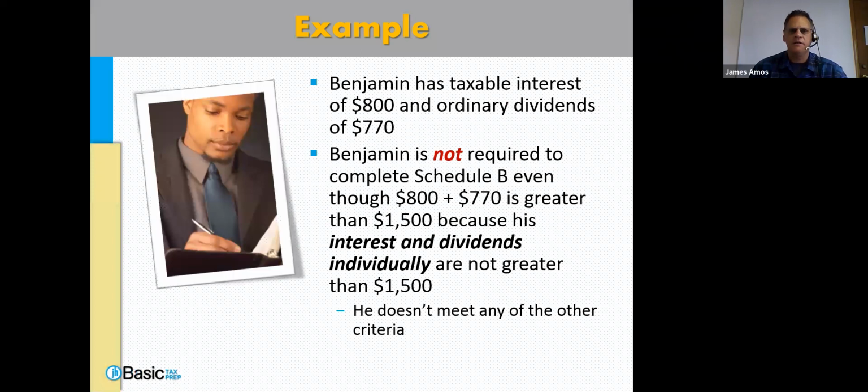So $1,500, that's when you need to do it. For example, Benjamin has taxable interest of $800 and ordinary dividends of $770. Benjamin is not required to complete a Schedule B. Why? Because it's total interest of more than $1,500, or total dividends of more than $1,500. It's not added together, right?